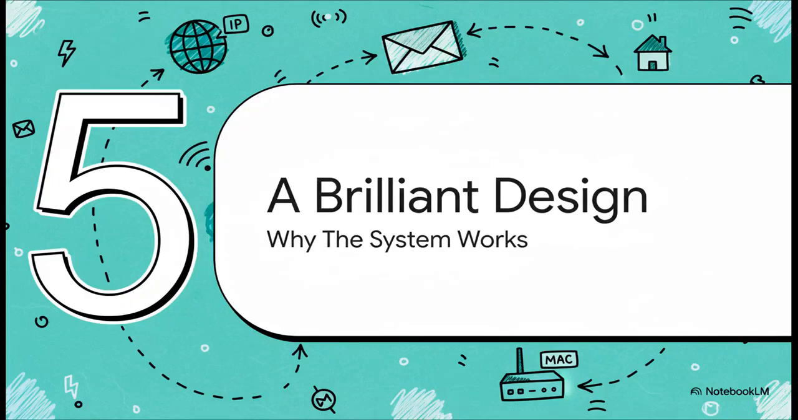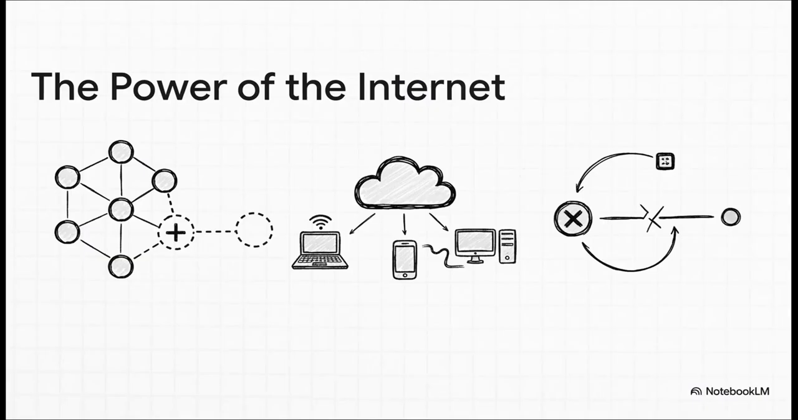So let's just step back for a second and appreciate how elegant this whole design is. This little dance between the local MAC addresses and the global IP addresses is what makes the entire modern internet possible. It's a two-tiered system that brilliantly separates two problems. The big problem of finding the right network in the world, and the small problem of finding the right machine inside that network.